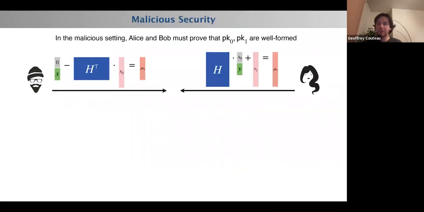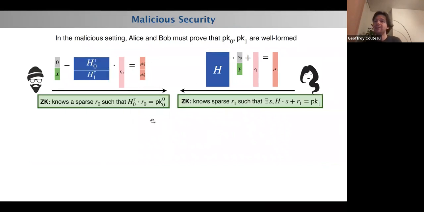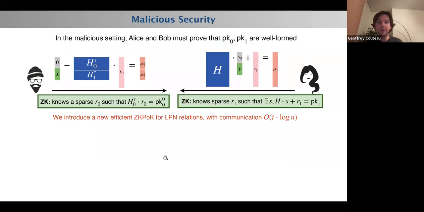And the last thing I wanted to briefly mention is that we also looked at malicious security. And if you break things down the right way, the thing we would need for malicious security will be to have the ability to prove that Alice and Bob correctly generated their public keys. So we want a zero knowledge proof of knowledge of some sparse vectors that satisfy some appropriate linear equation. And we do introduce a new efficient zero knowledge proof of knowledge for such an LPN relation, which has communication which is exponentially smaller than the dimension of the LPN instance, because it's only proportional to t times log n, where t is the amount of noise and n is the dimension of the LPN instance.